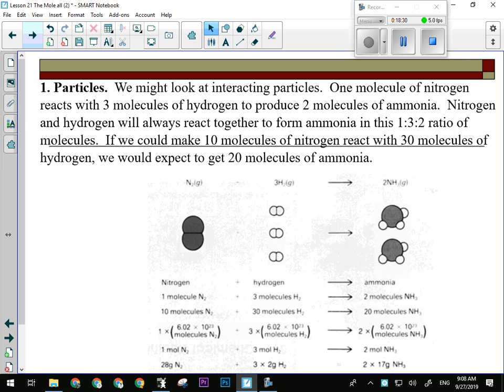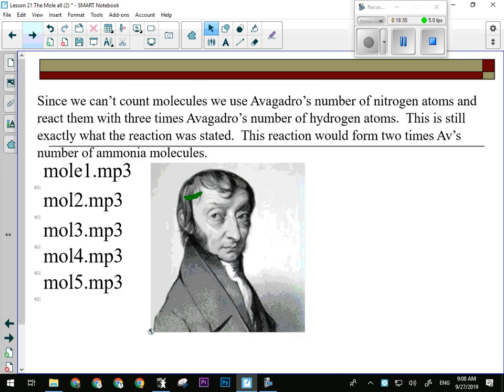So we can look at it in terms of particles, like we said, 1 molecule, 3 molecules, 2 molecules, okay? Or we can say, oh, that's Avogadro. He looks like a mole. He does. Yeah.